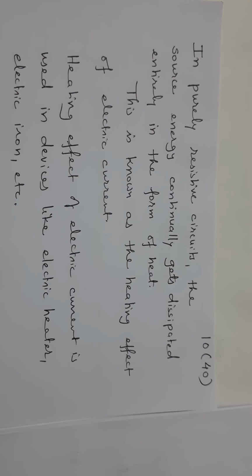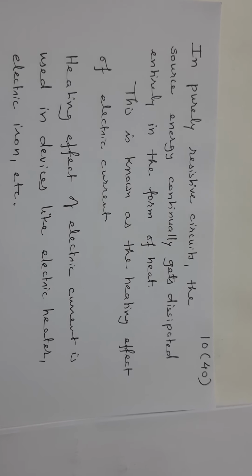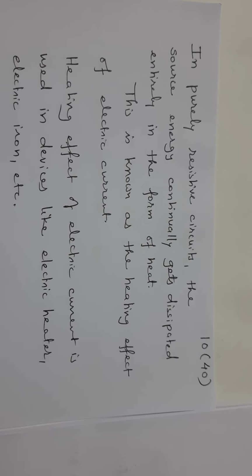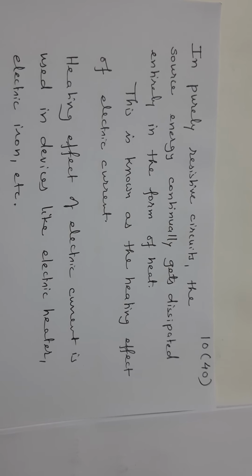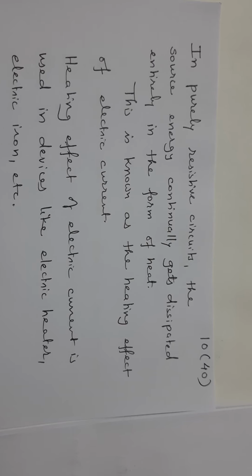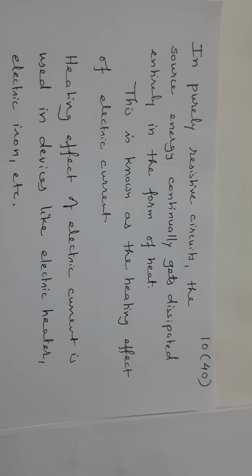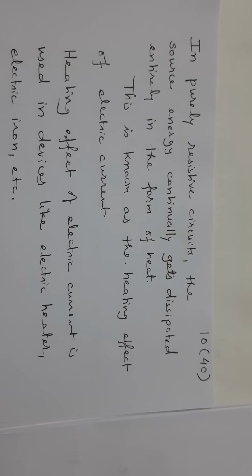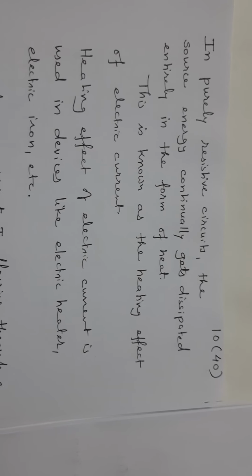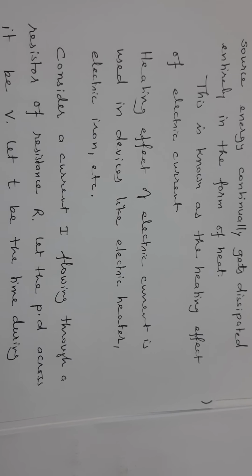In a purely resistive circuit, that is, when we are talking about nichrome wire, that is purely resistive. When we talk about the filament in a bulb, purely resistive. In purely resistive circuits, the source energy continually gets dissipated entirely in the form of heat, because most of the energy from the source is converted into heat, because it is offering very high resistance. This is known as the heating effect of electric current. The heating effect of electric current is used in devices like electric heater, electric iron, electric oven, etc.